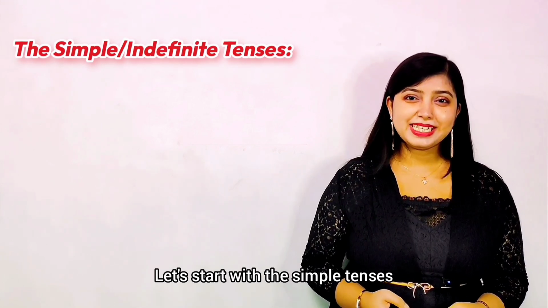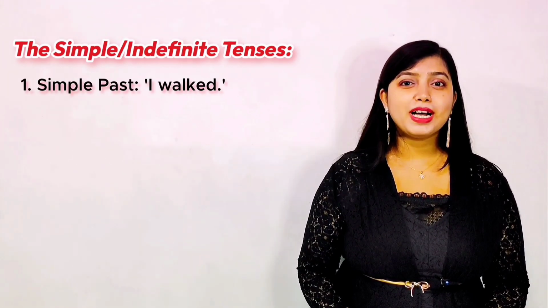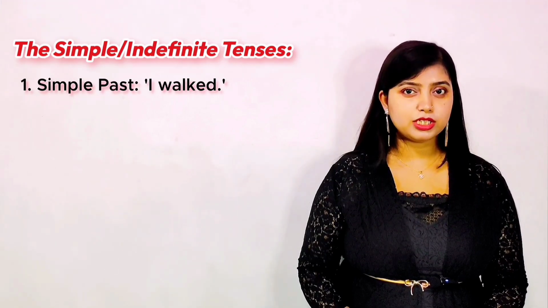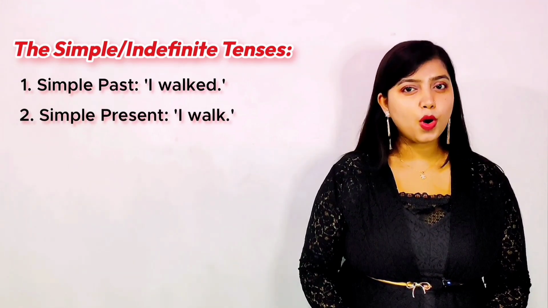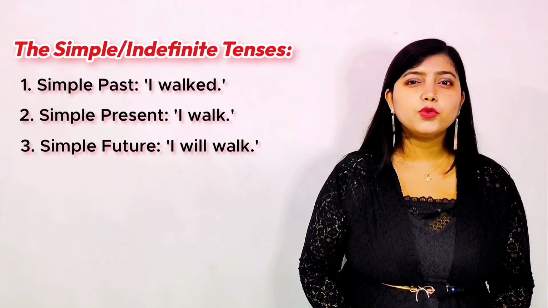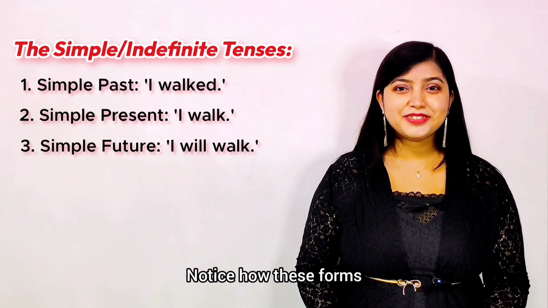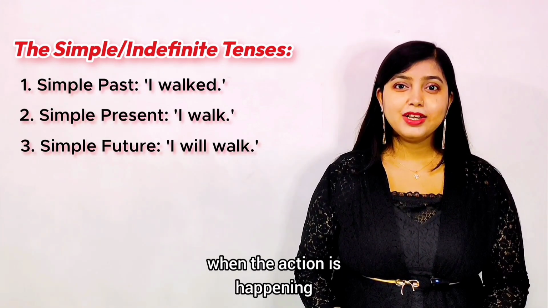Let's start with the simple tenses, the easiest to grasp. Simple past or past indefinite, I walked. Simple present or present indefinite, I walk. Simple future or future indefinite, I will walk. Notice how these forms give us a clear sense of when the action is happening without too much detail.